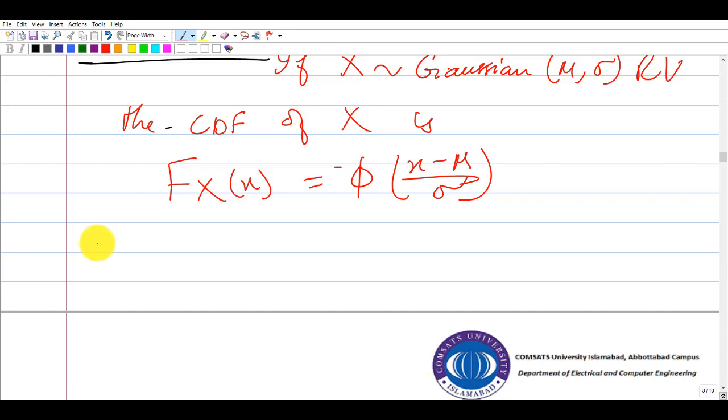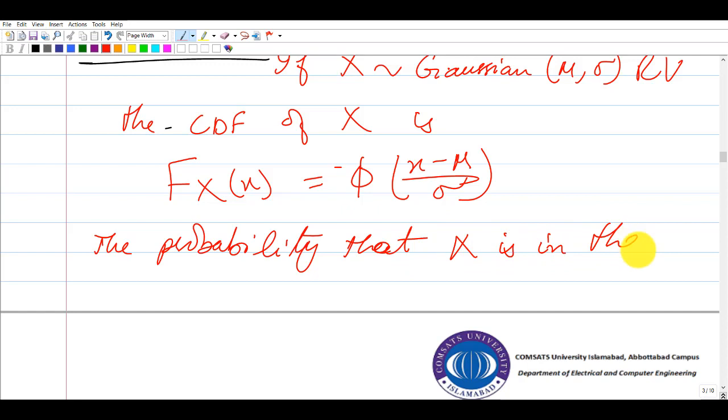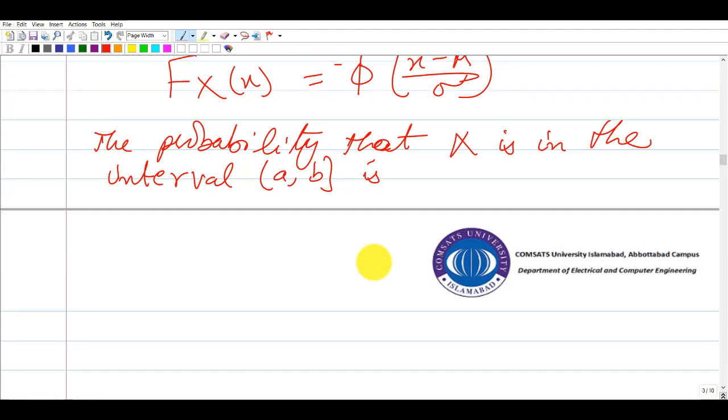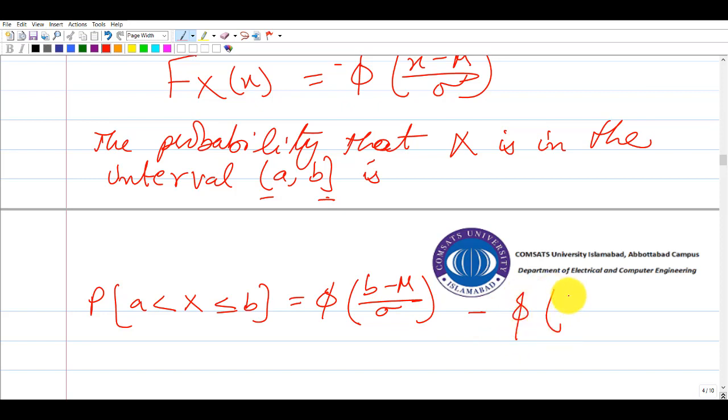So for that, the probability that x is in the interval, remember that we are working on a continuous random variable, so we always have to look for intervals, and we cannot work on point probability, because we have seen that the probability for a continuous random variable is 0 at a point. So a is less than x is less than or equal to b. I hope you know this notation. This means that a is not included, and this square bracket means that b is also included. So it would be phi of (b minus mu) over sigma minus phi of (a minus mu) over sigma.